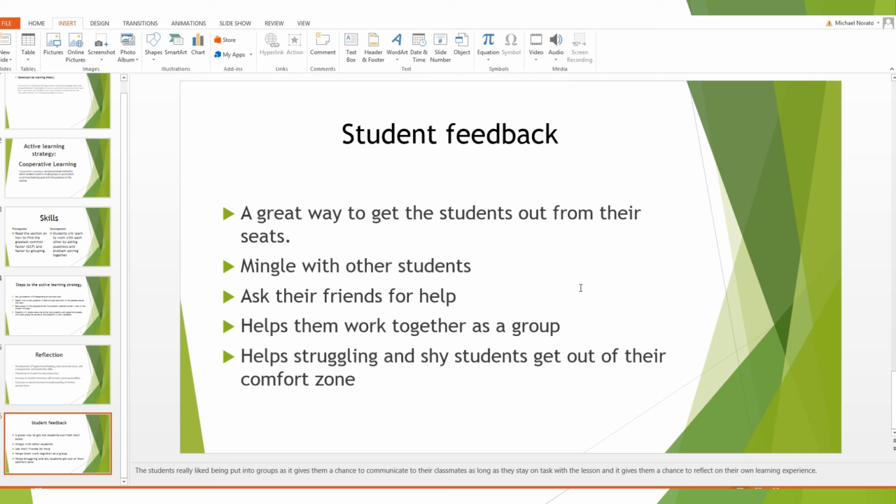Asking their friends for help is a good opportunity for them to work together, ask for help other than the teacher, and it helps them work together as a group. They have to collaborate and work together and troubleshoot through the problem.